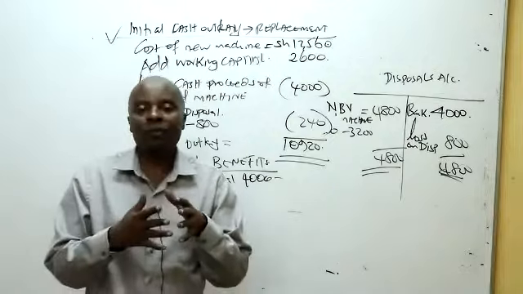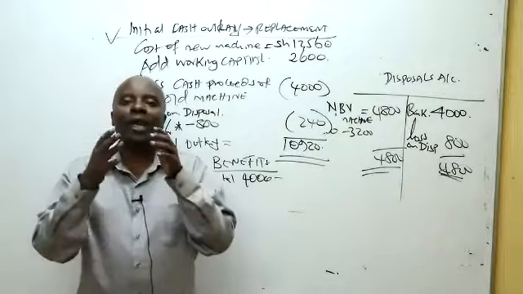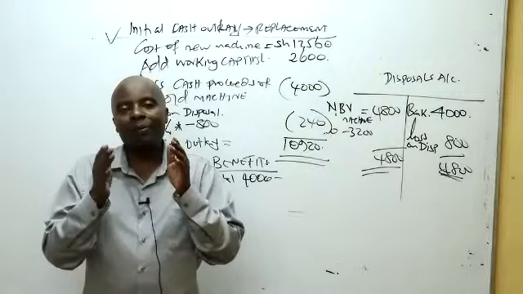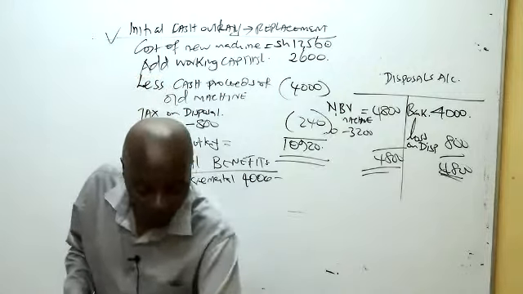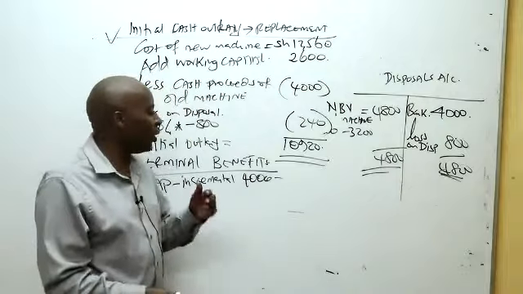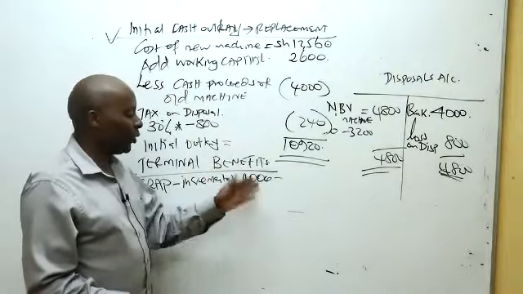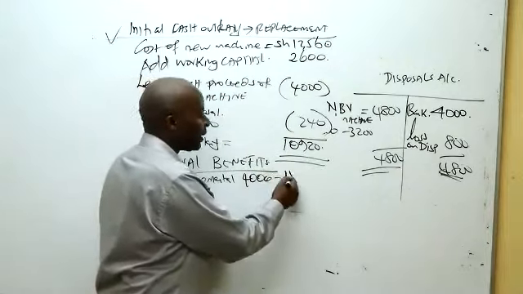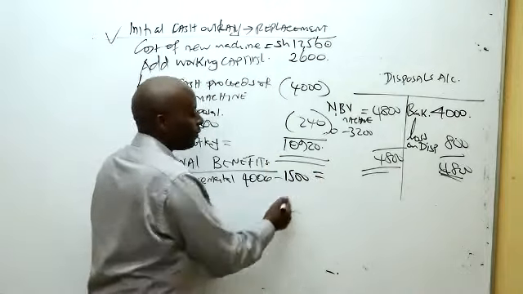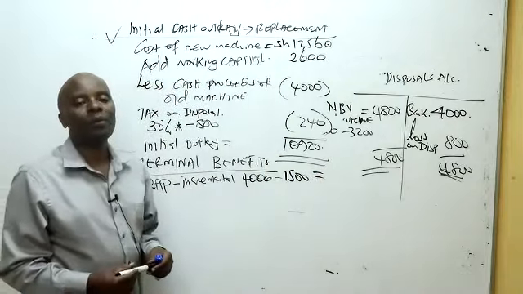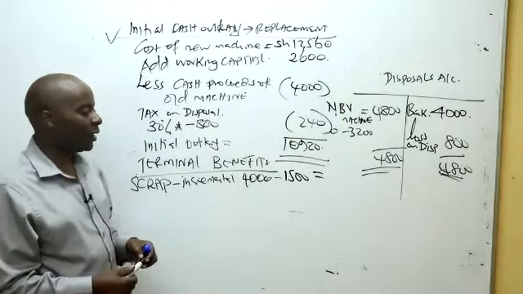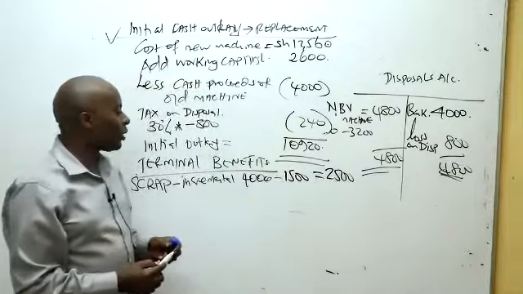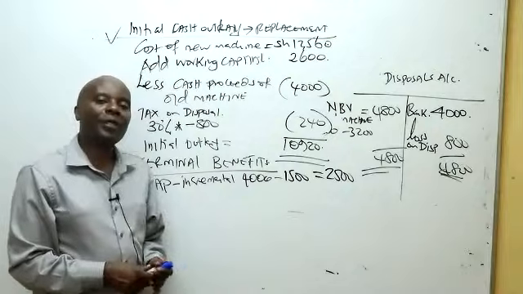So if we were to leave this old machine to continue with us, we are assured of getting 1,500 as the scrap value for the old machine. And therefore, when I'm looking at the net benefit of the new machine, I'll be looking at the scrap of the new minus what scrap the old machine would have given me if I never replaced it, which is 1,500. So could you kindly give us that figure? 4,000 minus 1,500 gives us what here? 2,500.